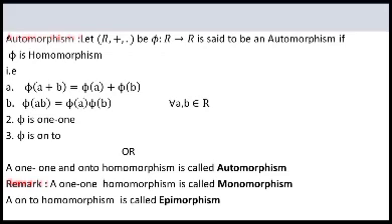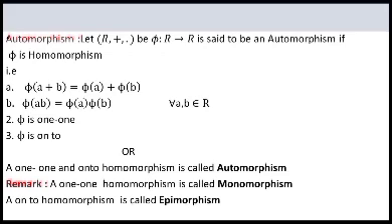Automorphism. We consider a ring R. Phi from R to R itself is said to be an automorphism if phi is a homomorphism, that is phi of A plus B is equal to phi of A plus phi of B, phi of AB is equal to phi of A into phi of B, phi is 1-1 and phi is onto. Another definition is a 1-1 and onto homomorphism is called an automorphism.